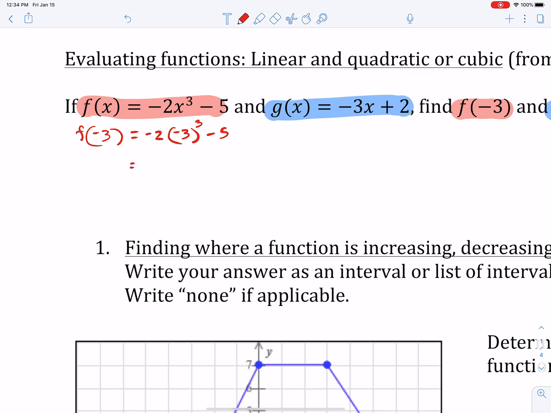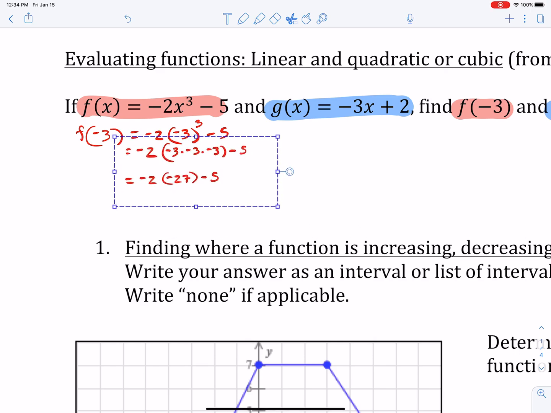So what this is saying is negative 2, and I'm just going to break it out so that you understand what negative 3 cubed is. Negative 3 times negative 3 times negative 3, minus 5. And what that equals is negative 2. And so if I did negative 3 cubed, that would give me negative 27 minus 5.